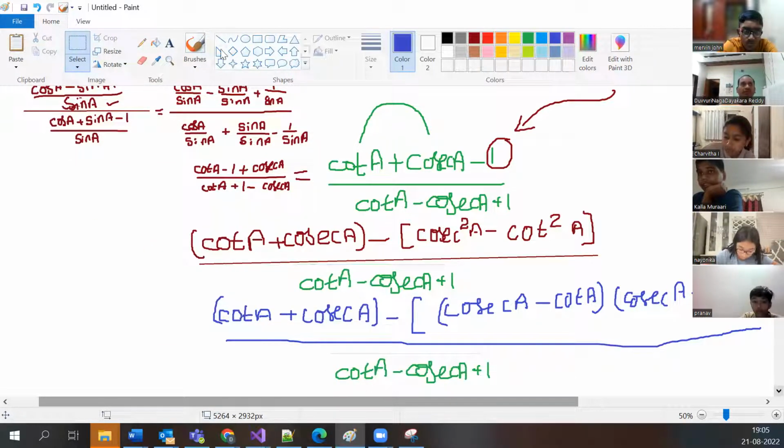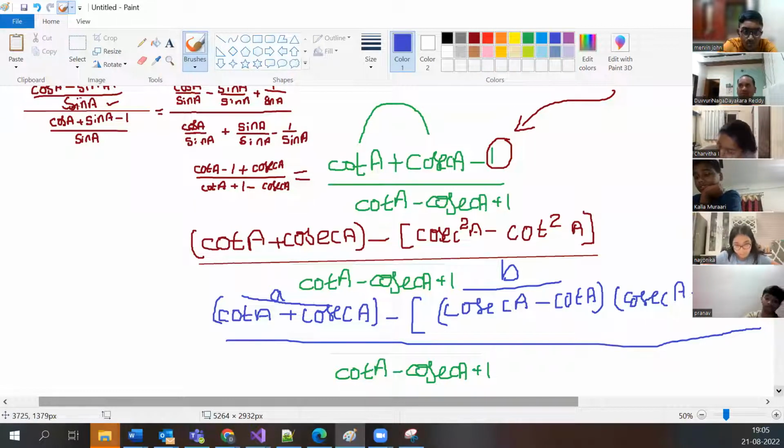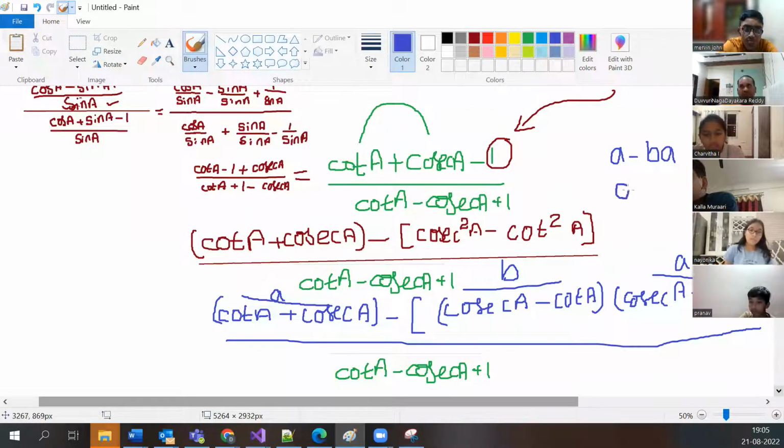Now tell me one thing. Let us observe this. Let us assume that this is A and this is B. This cot A plus cosecant A is A, and this cot A plus cosecant A is also A, right? So that means A minus BA. What is common in these two terms? A. If I take A outside, 1 minus B.